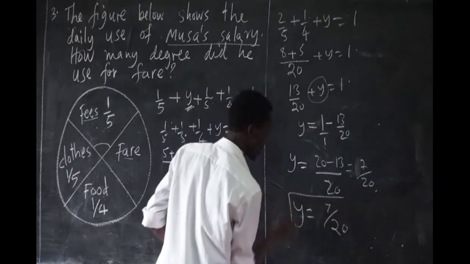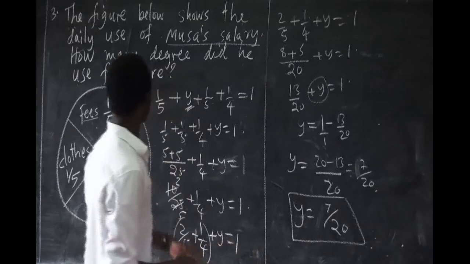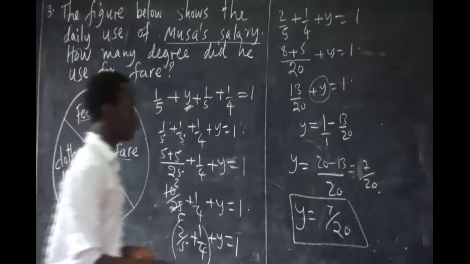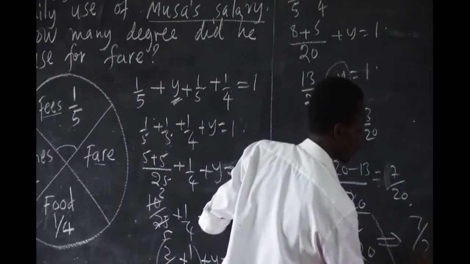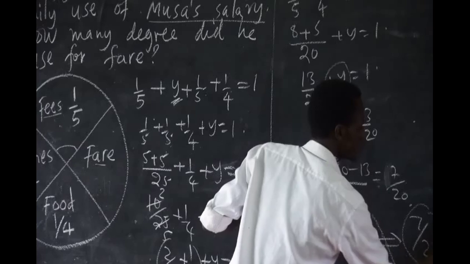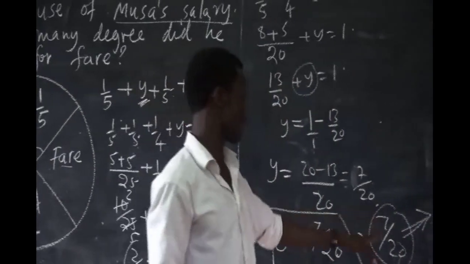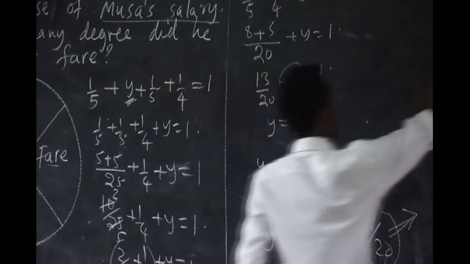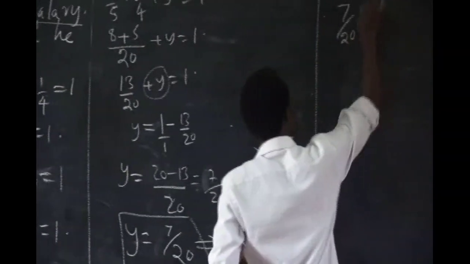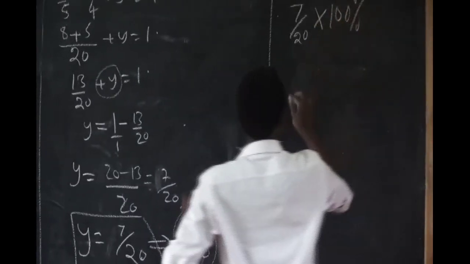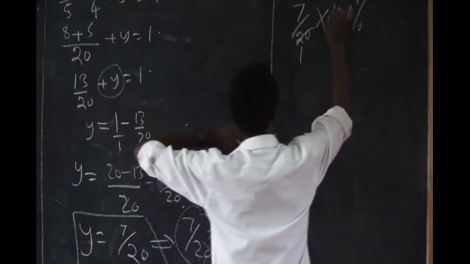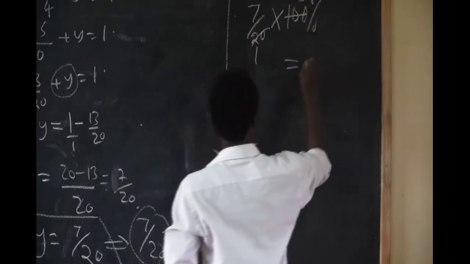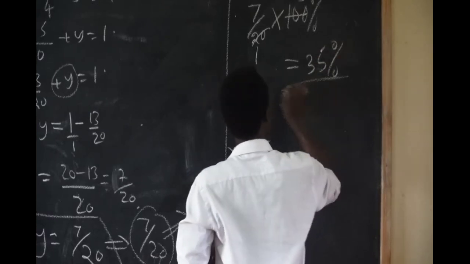Now this is the fraction, but it is not a percentage. It is not a degree. We've been told how many degrees he used for fair, but the fraction for fair is 7 over 20. So we need to convert this fraction into percentage. As we did in conversions, converting a fraction into percentage, we always multiply by 100. So 7 over 20 times 100%. By simplifying, by 20 it is 1, here by 20 it is 5. Now we have 7 times 5, which is equal to 35. Now this is 35%.